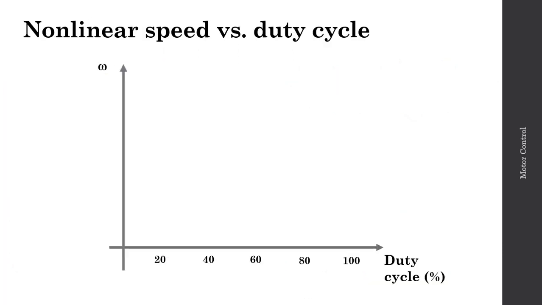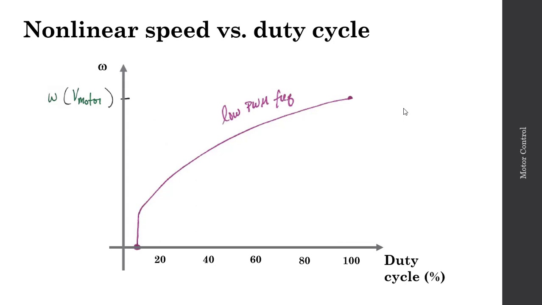A typical curve between duty cycle and speed at a low PWM frequency might look something like this. So here we hit our maximum speed at a 100% duty cycle. So this would be the speed corresponding to V motor. So this nonlinear behavior would be occurring at a fairly low PWM frequency. Now this point down here is going to be due to the friction torque in the motor. In fact, if the PWM duty cycle is small enough, we may never get enough current through the motor to actually get the motor started.